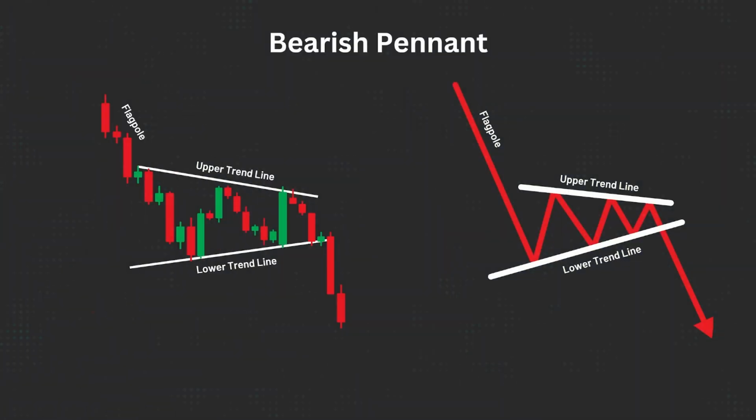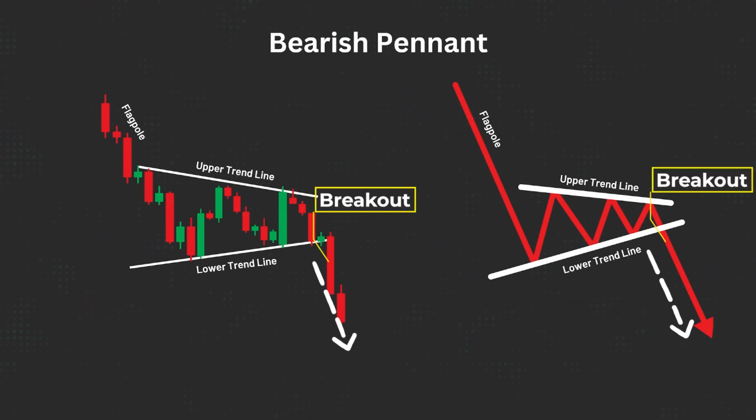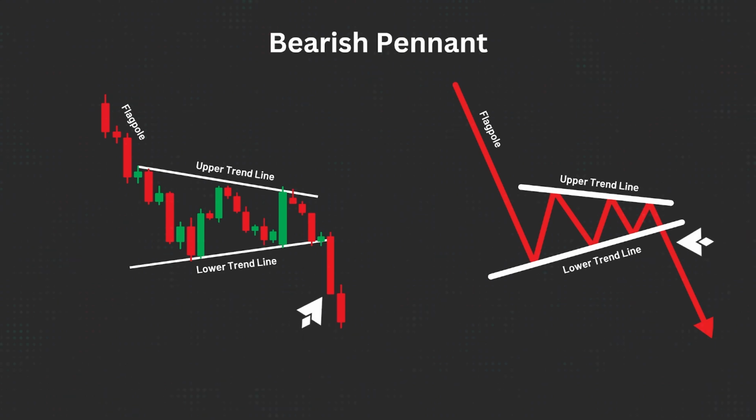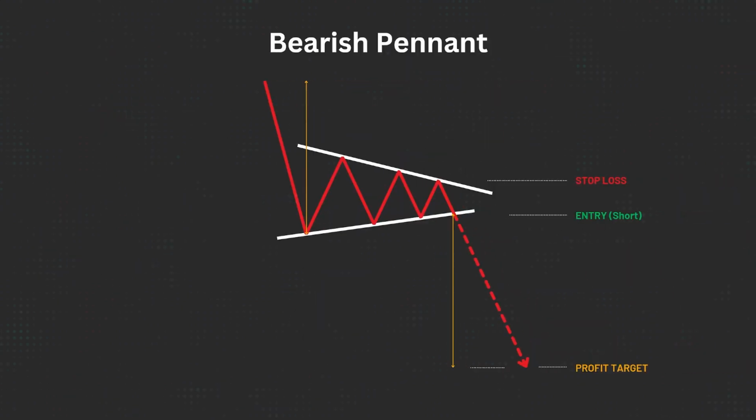The bearish pennant is the bearish counterpart to the bullish pennant. It forms after a sharp downward movement followed by a consolidation phase within a symmetrical triangle or a wedge shape. The breakout signals the continuation of a downtrend. The pattern is confirmed when the price breaks and closes below the lower trend line. The optimal trade is going short when the price breaks and closes below the lower trend line.